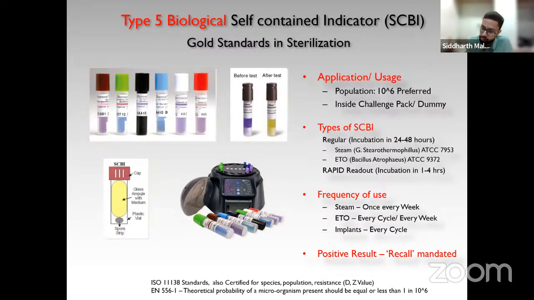That is why, when you buy a new autoclave, or once any maintenance is done on the autoclave, you should ensure that a Bowie-Dick test, a type 5 or type 6 indicator, and a biological indicator are run. If everything passes, only then send your service engineer out of your facility. Otherwise, he should be able to pass all these indicators, and only then should he leave.